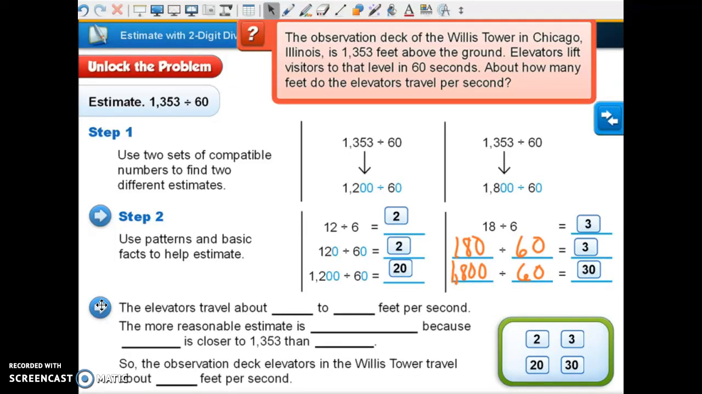The elevator travels about 20 to 30 feet per second. We know that from these numbers. The more reasonable estimate is 1,200 divided by 60, which is equal to 20, and that is more reasonable because 1,200 is closer to 1,353 than 1,800 is.